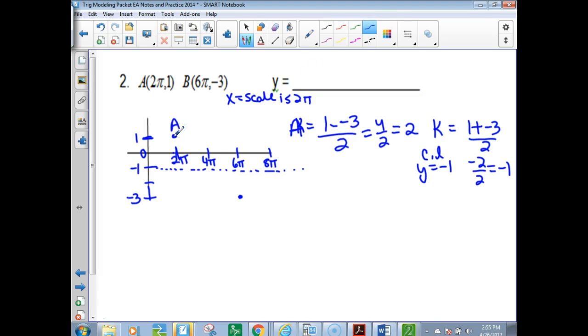Okay, so we're coming up here. We're hitting our center line right there at 4 pi, negative 1. Then at 6 pi, negative 3, we're finally at that minimum. And again, I'm just extending it from the min and the max to get the full cycle.